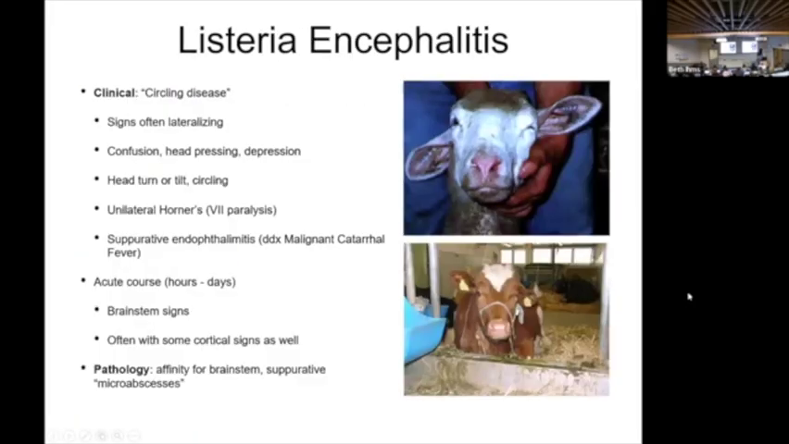So here's what that looks like. Clinically, this is called circling disease because of the way animals often present. It's usually lateralizing, so animals will have either a head turn or a tilt, and then they will circle very commonly in that direction. They can be confused, depressed, so there's kind of a mix of cortical and brainstem signs. If you get the brainstem involved on one side, you can get unilateral Horner's. So that's from paralysis of cranial nerve 7.